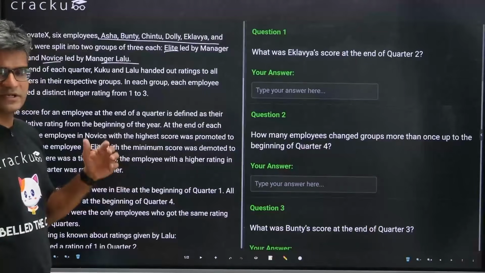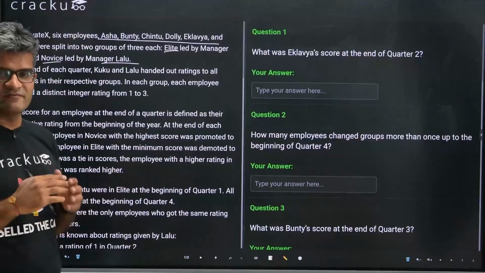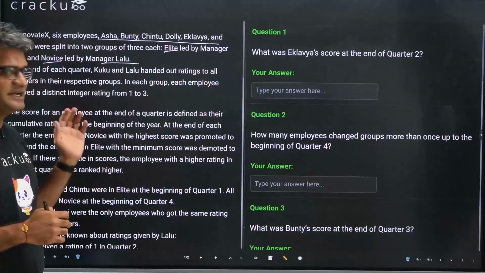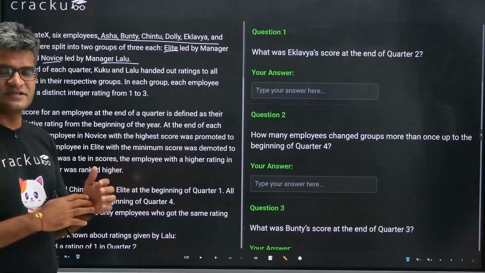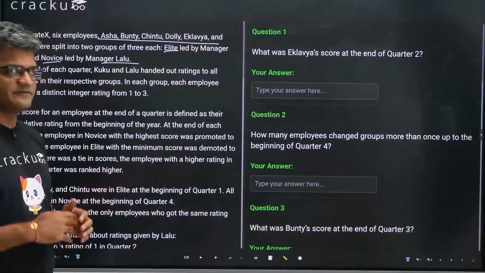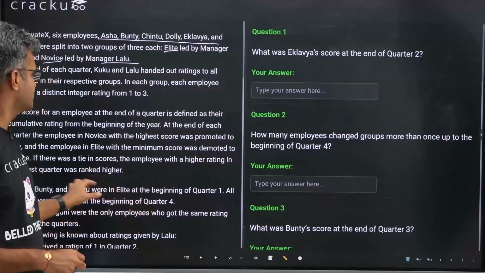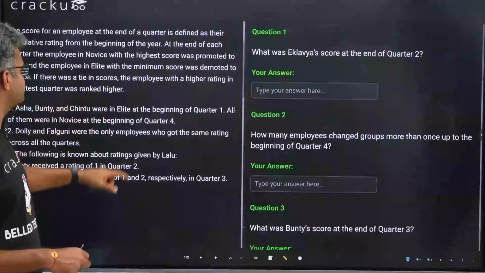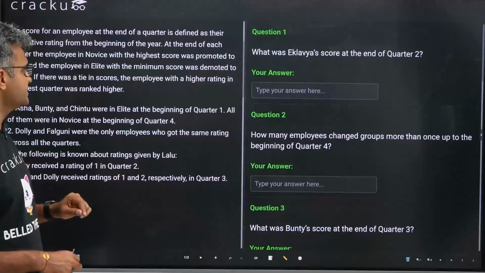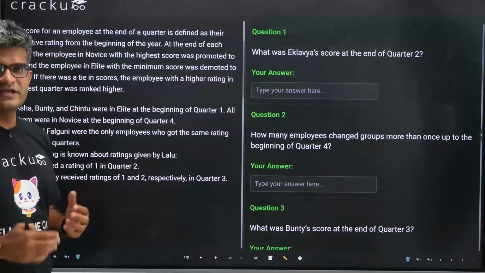Now, after every quarter, each of these guys gets a rating from 1 to 3. And from the elite group, whoever is the lowest is demoted to the Novice group. And from the Novice group, whoever has performed very well is promoted to the elite group. And we are given some information. Based on it, we are required to calculate who got what rating in which quarter.